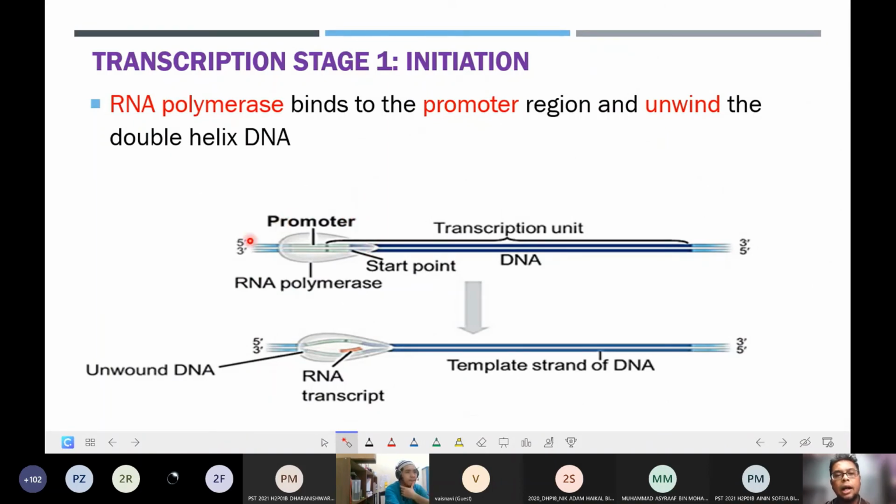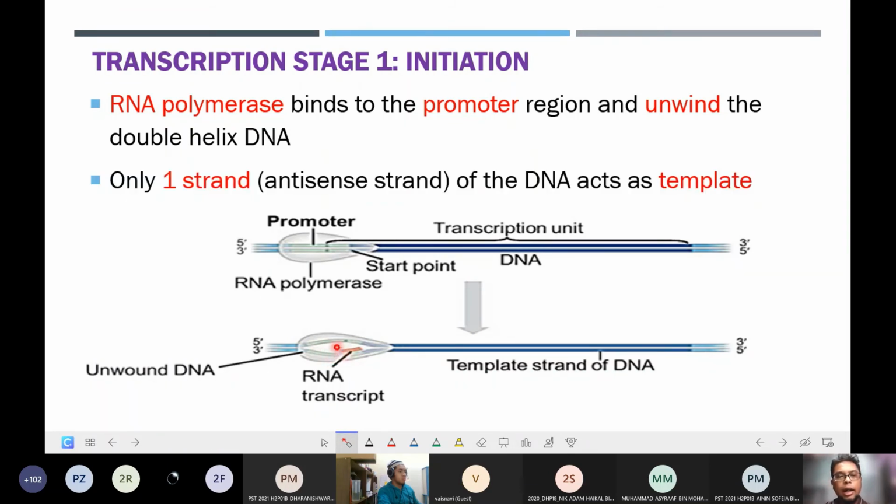During initiation, the RNA polymerase will look for the promoter site on the DNA, and the RNA polymerase will attach to the promoter. And once the RNA polymerase is attached to the promoter, it will unwind the double helix structure of the DNA. As you can see, once the RNA polymerase is attached on the promoter, it will start to unwind the double helix of the DNA.